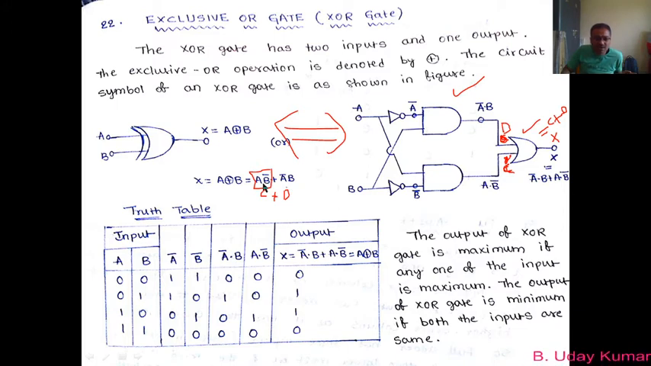But now, I got A bar B and A B bar, right? But what do I have in between them? I have a plus symbol here. So to get plus, what do you have to do? You have to use an OR gate, right? So I have used an OR gate here. To this OR gate, I have applied A bar dot B and A dot B bar as inputs, and hence the output will be A bar dot B plus A dot B bar.